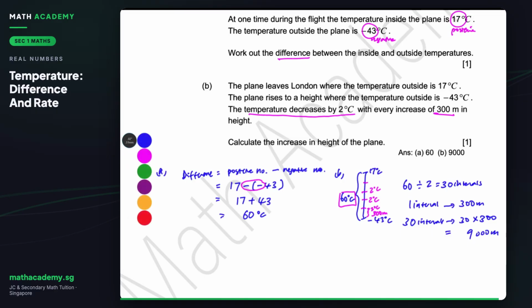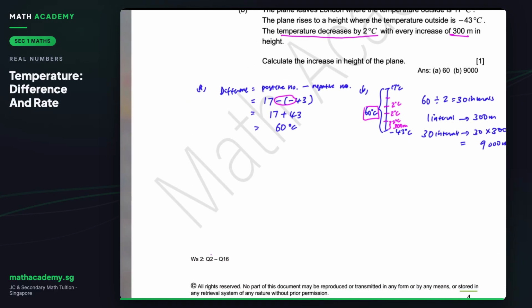Okay, this section you have a worksheet 2.